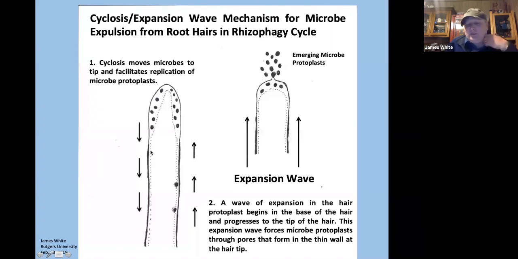So the way this works is we have a model, we call it the cyclosis expansion wave mechanism. But essentially what the microbes here in this diagram are, these little black dots.